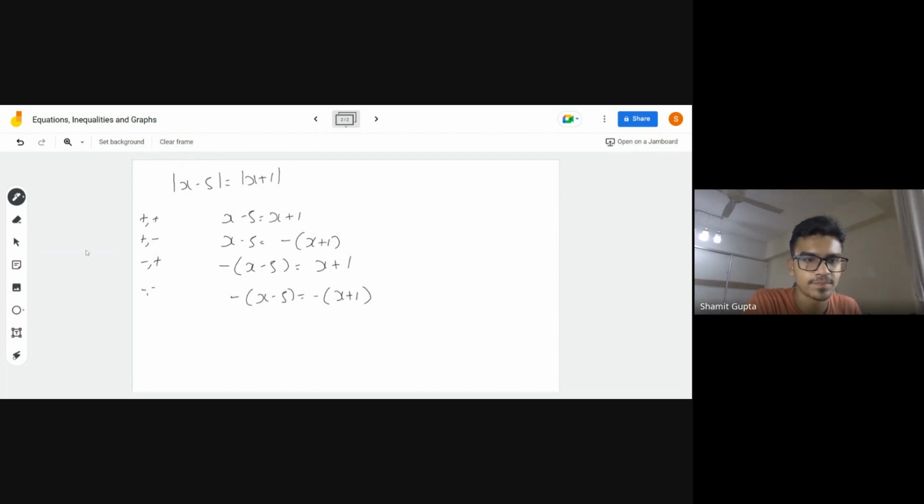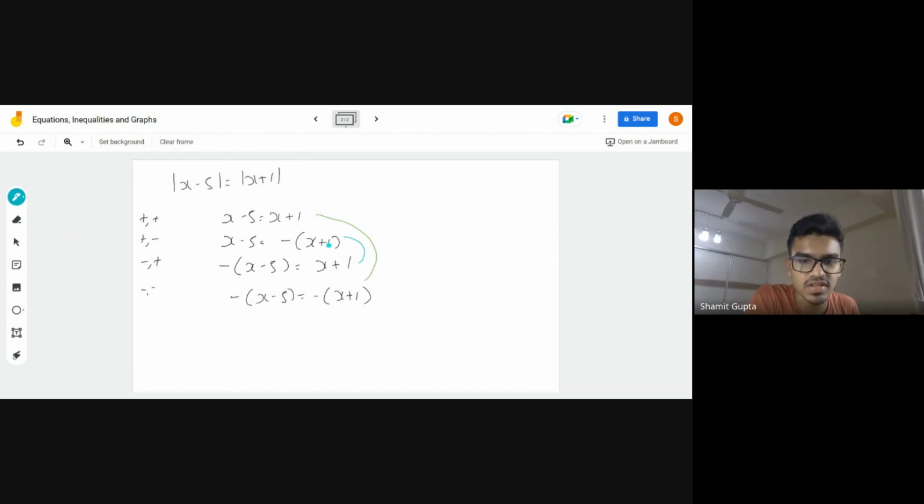Now notice, the first and the fourth ones are essentially the same, because the negatives can cancel. And the second and third are also essentially the same, because you can move one negative from one side to the other side. You get it, right?